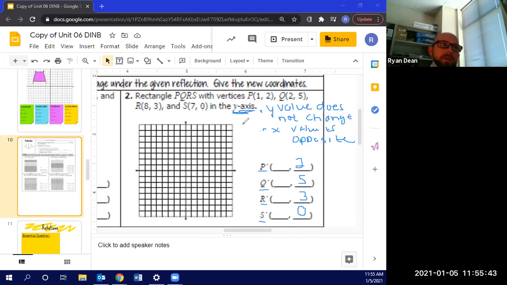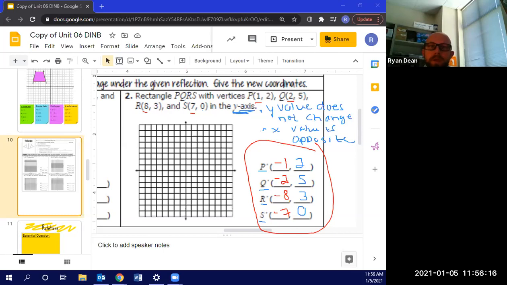Now for the x values, I have to flip. I'm just going to make each one of these x values the opposite of what it currently is. So the opposite of 1 is -1. The opposite of 2 is -2. The opposite of 8 is -8. And the opposite of 7 is -7. So this right here would be my answer for the coordinates of each one of the new points.